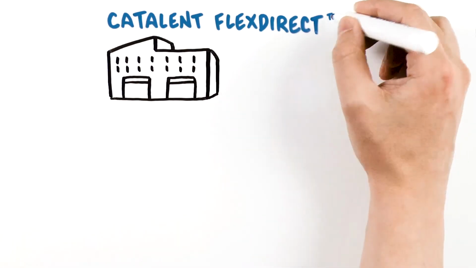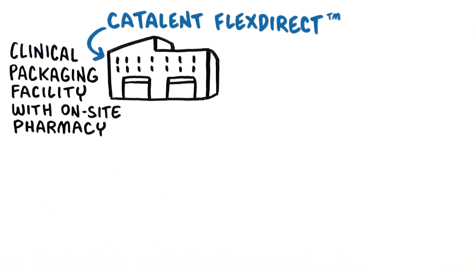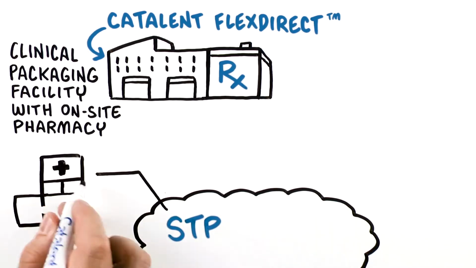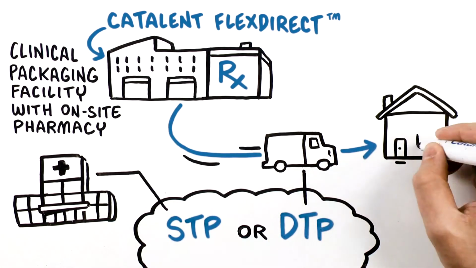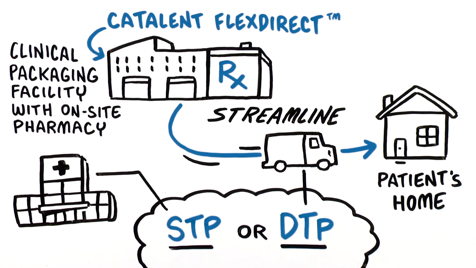Catalent FLEXDIRECT offers sponsors a choice and real-world flexibility in the direct-to-patient distribution of clinical supplies. Sponsors can choose between STP, which is a more common approach, or DTP, which leverages Catalent's central pharmacy to streamline direct-to-patient distribution, or a mixture of both.